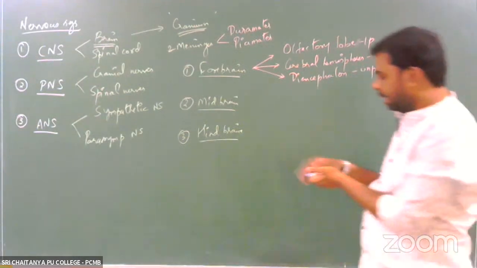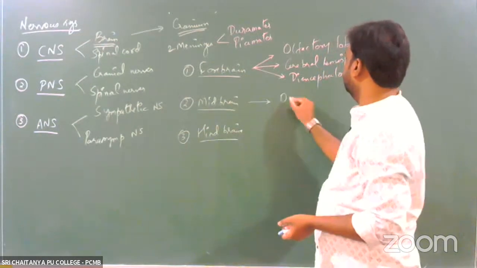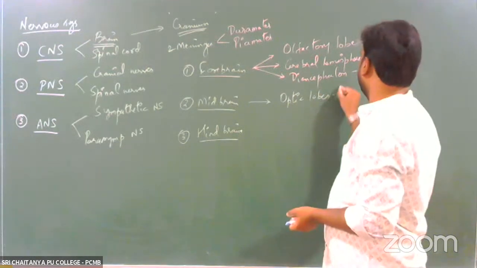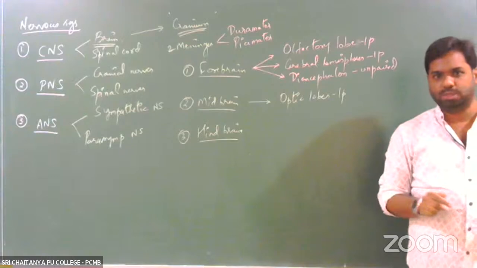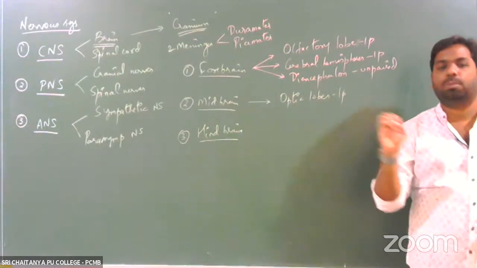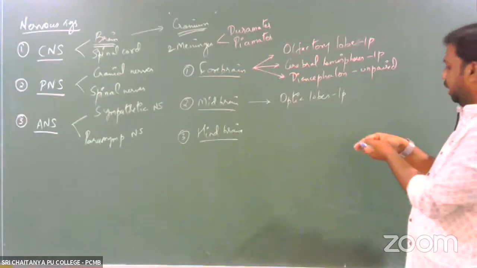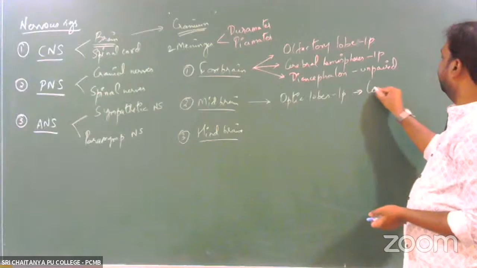The midbrain has only one part, which is called the optic lobes. So there is one pair of optic lobes present in the midbrain, right? One characteristic feature of the optic lobes is that we call them corpora bigemina. So the optic lobes in the case of the frog are usually referred to as corpora bigemina.